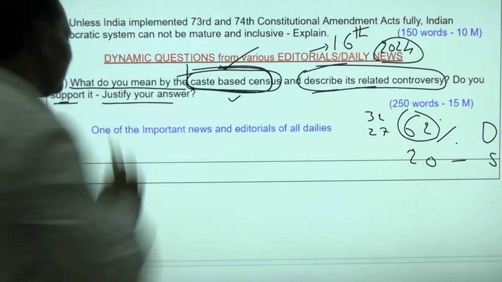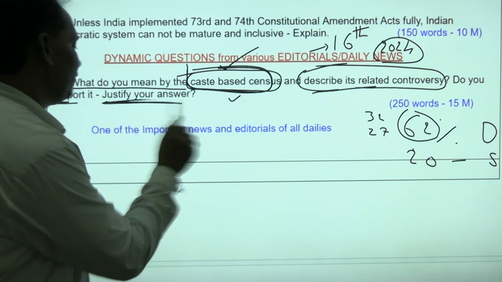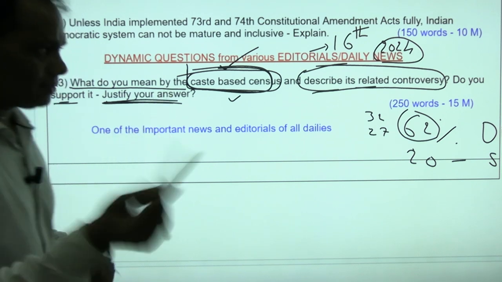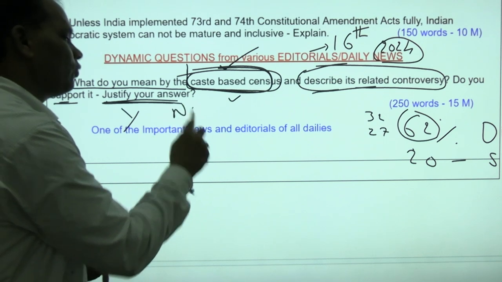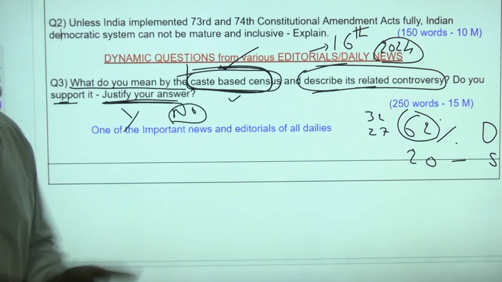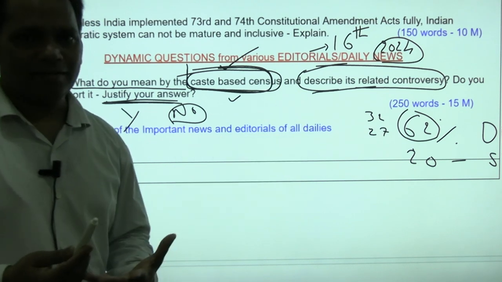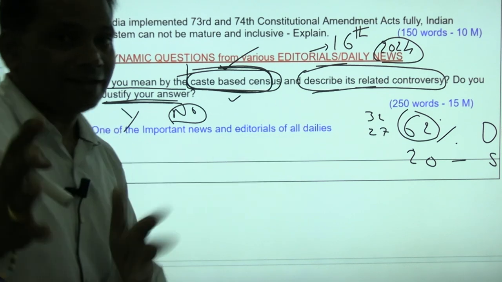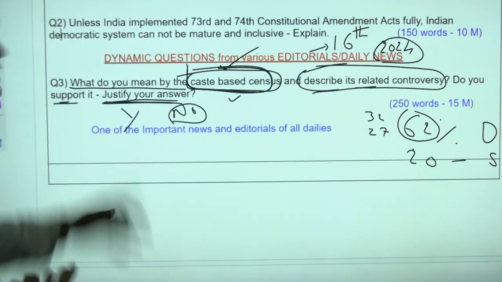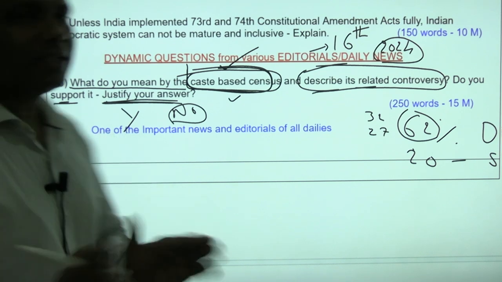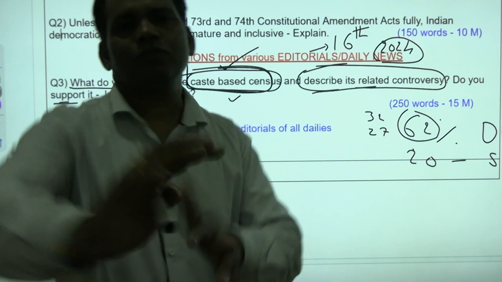Next: do you support it? That is the most important issue. Justify your answer. If your answer is yes, you should justify why. If your answer is no, you should justify why. It is a major controversial issue, but you have to take a stand, though you may take a balanced stance. What I advocate is that, when asked whether you support it, it is better to give the negative effects and positive effects, and finally take a stance.